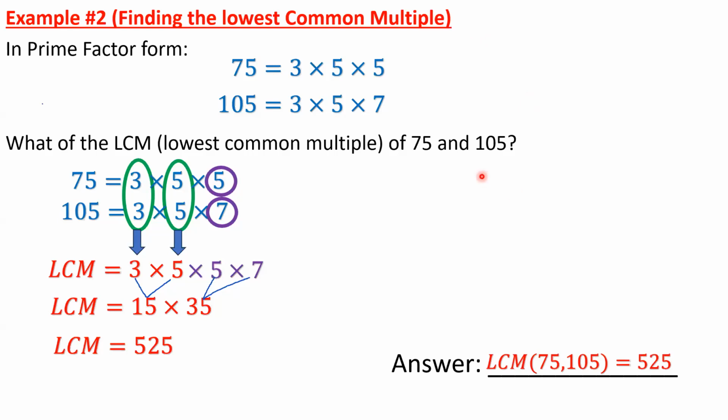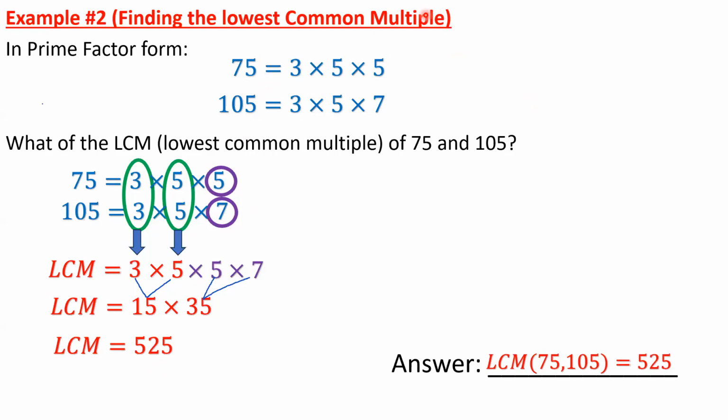Yes, sir. Okay, can you explain how we got 525 for the lowest common multiple? Prime factors for 75 is 3 times 5 times 5, and 105 is 3 times 5 times 7. And you have to find the lowest common multiple. We write 75, 3 times 5 times 5, and 105, 3 times 5 times 7.